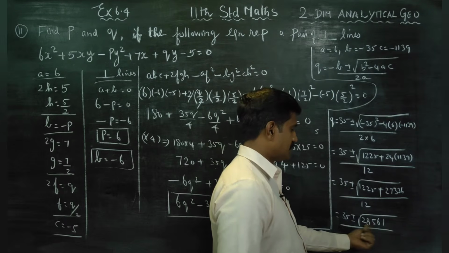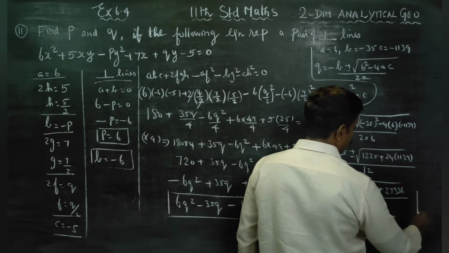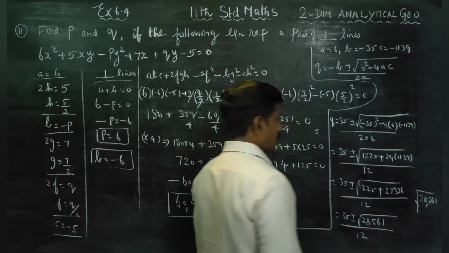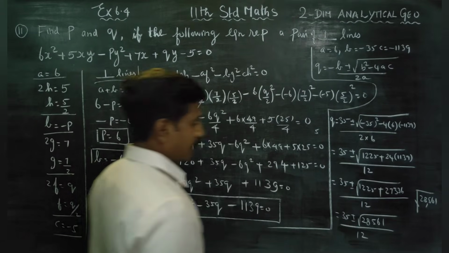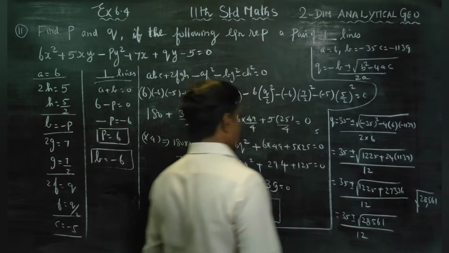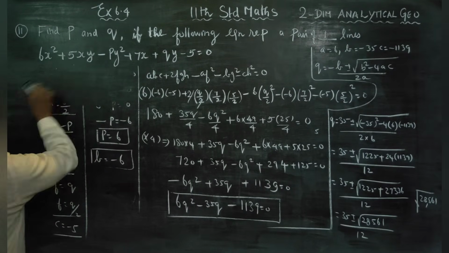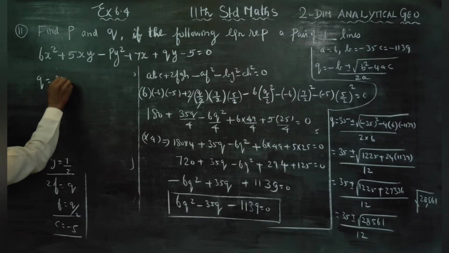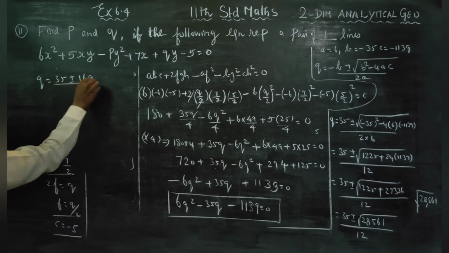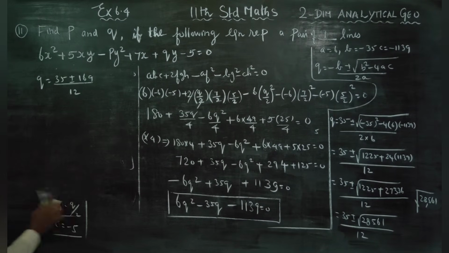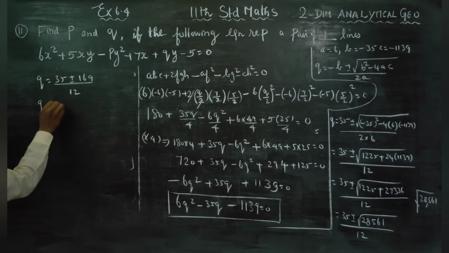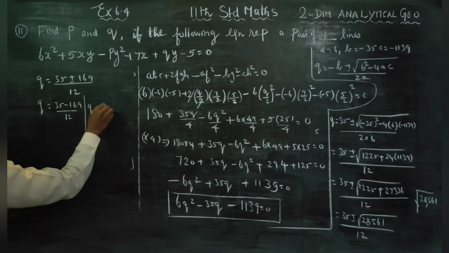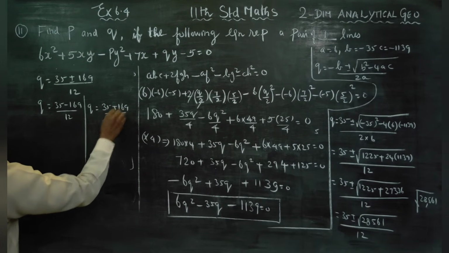169 into 169 is 28,561, or you can go for the long root method and find the square root of 28,561, and your answer will be 169. The final conclusion will be, I will complete here. My Q will be 35 plus or minus 169 by 12. So you have to add and subtract this. Q is equal to 35 minus 169 by 12 and Q is equal to 35 plus 169 by 12.